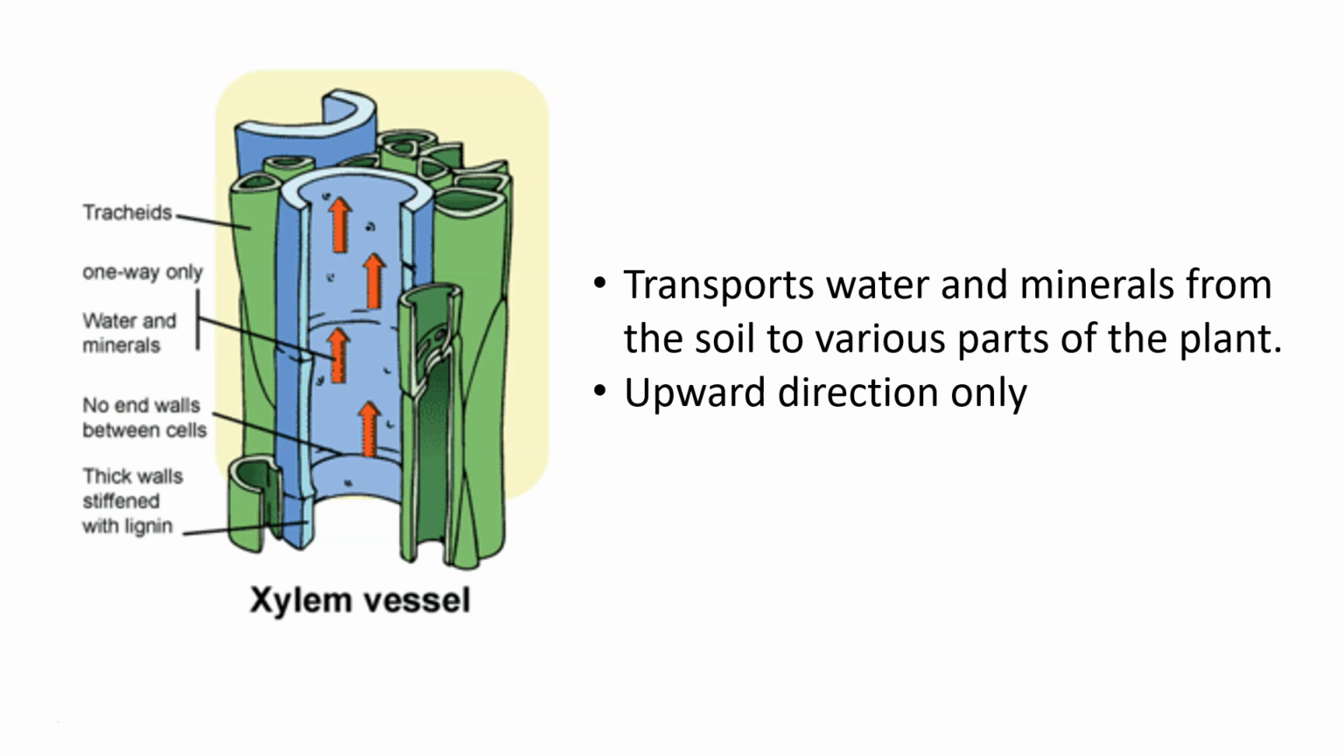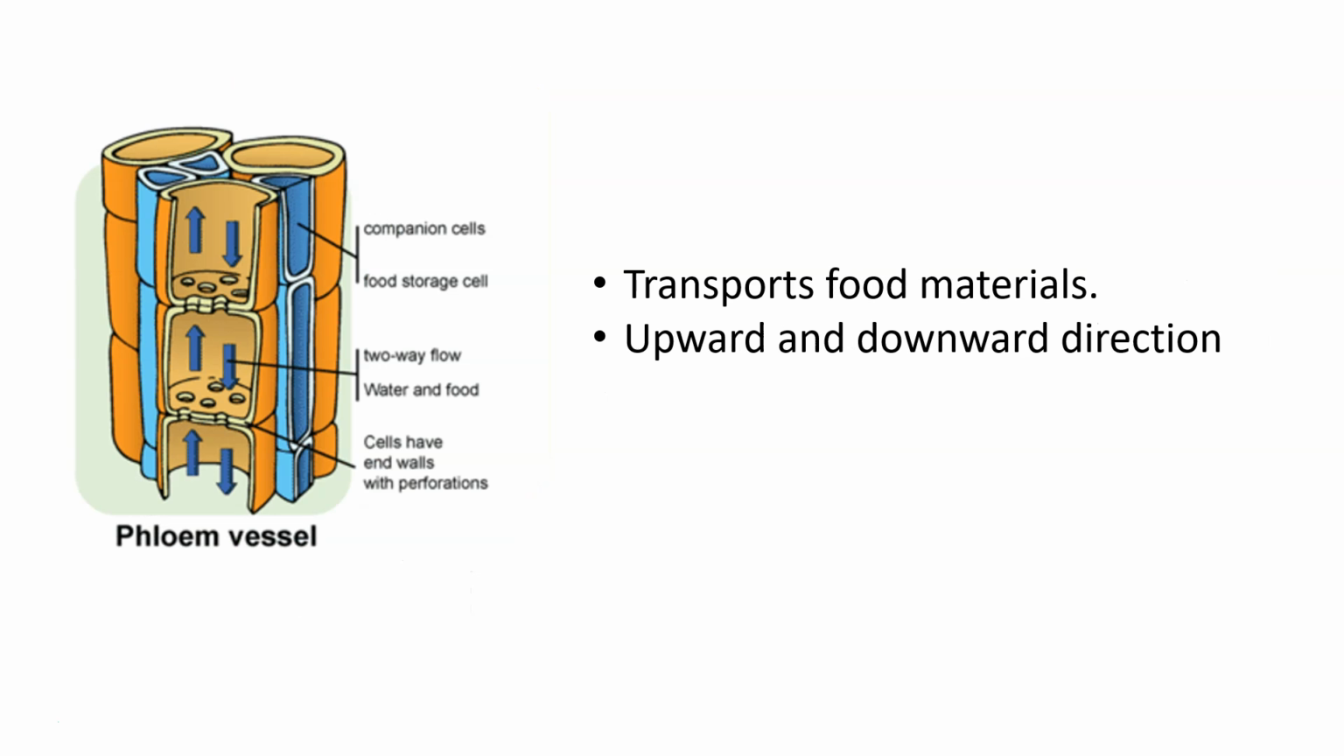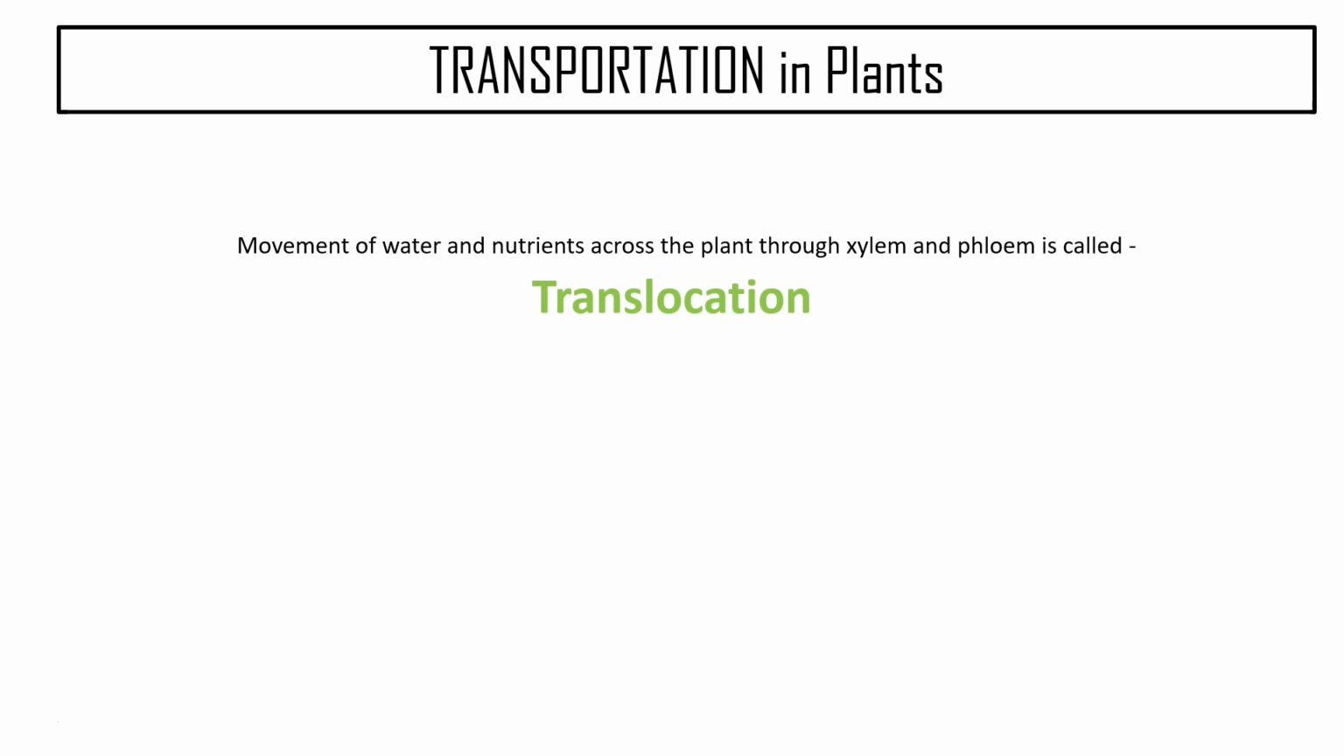Now, you might have already guessed that phloem transports food materials, and food can actually be transported upward and downward because there are storage units known as companion cells. So xylem is correlated with the transport of water, and phloem correlates with the transport of food materials. This movement of water and nutrients through the xylem and phloem vessels has a special name, and it's called translocation. So that concludes this video.